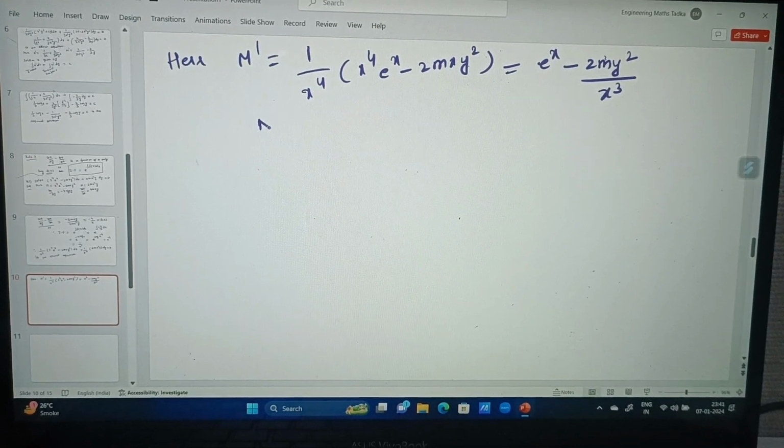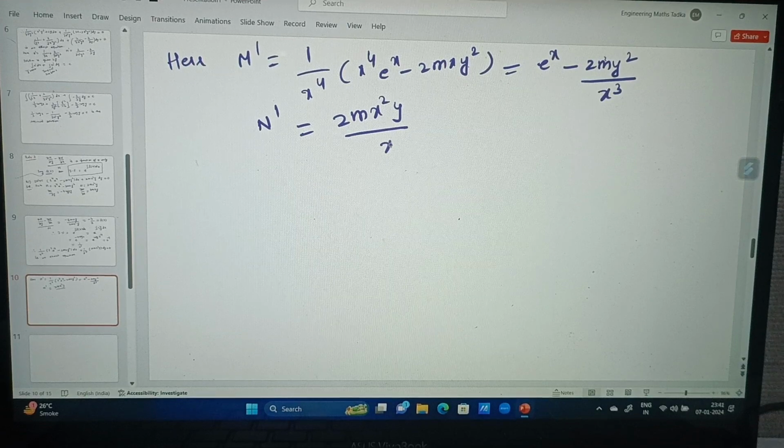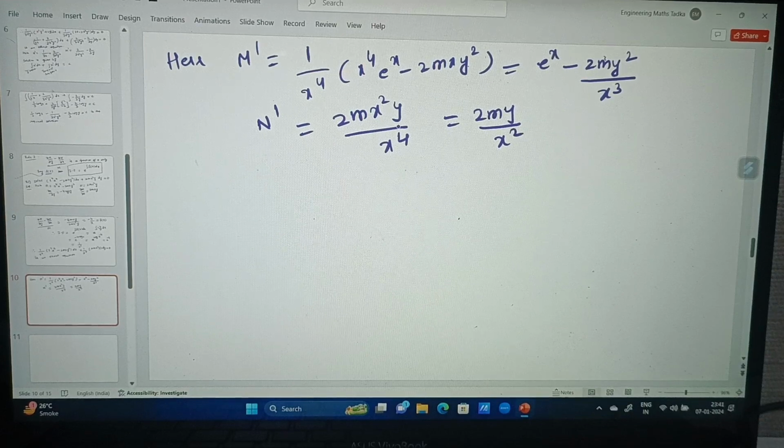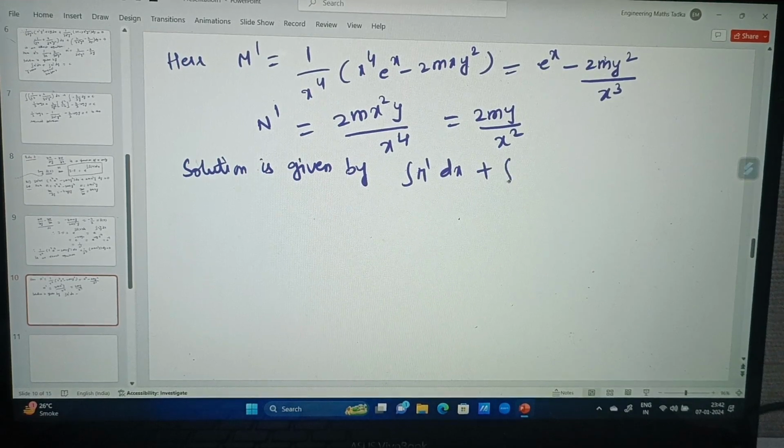इसी तरह n dash क्या दिया है? n dash is nothing but 2mx square y upon x to the power 4, which is nothing but 2my. X square and x square got cancelled and you got the answer as upon x square. Okay, after that the standard step is solution is given by, what is the solution? Integral m dash dx plus integral n dash dy is equal to c.